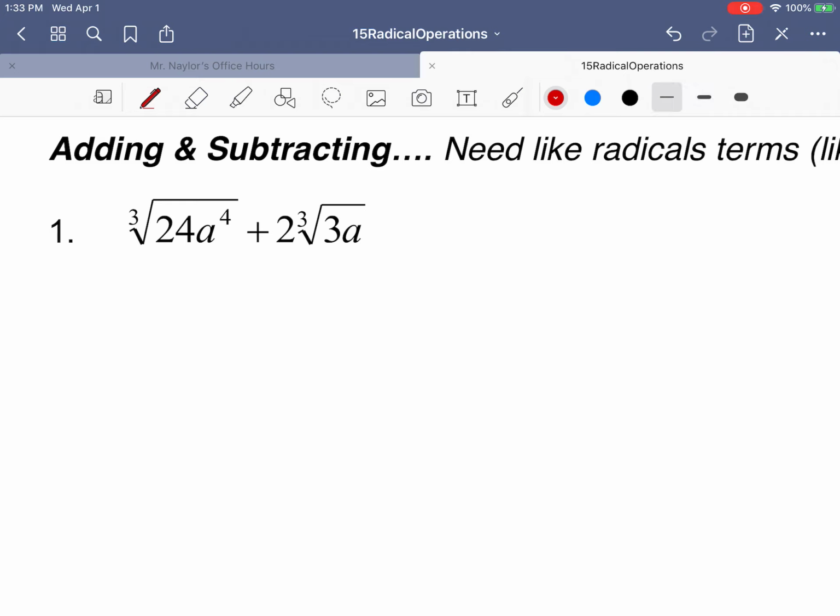When adding, you need to have the radicals be the same. This radical here can't simplify or break down anymore, but this radical can. We can take something out of 24, that is a perfect number that's inside of there, that's the number 8. The 8 is going to come out as a 2. That's the root of 8.